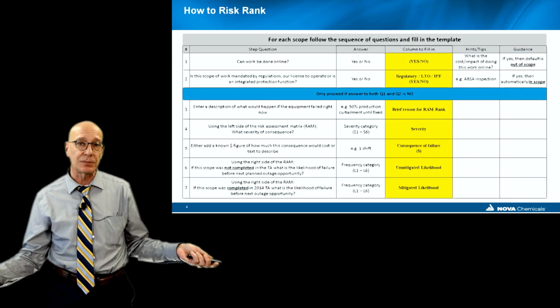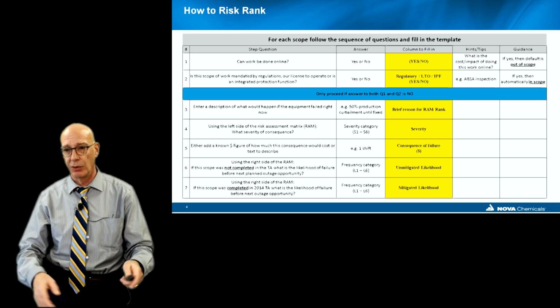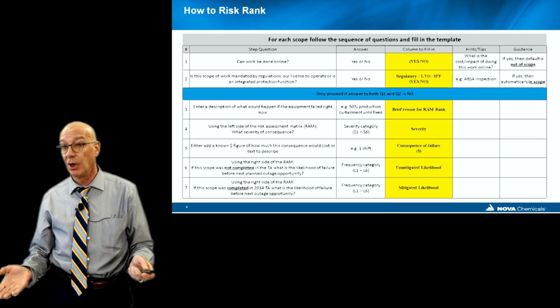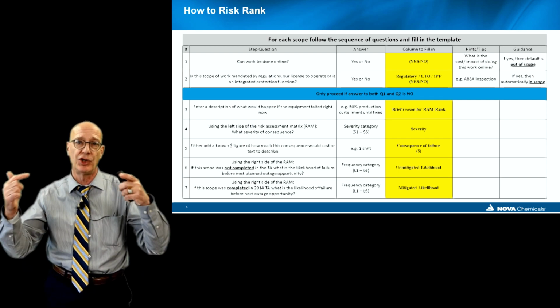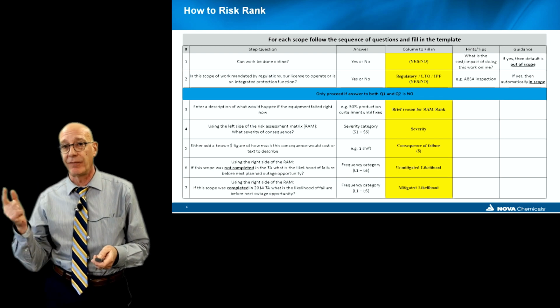So now, and this will make way more sense when I go through it with the tool, but this is just how simple a J-factor review is if you just look at it in steps. Can this work be done online? That's the very first question you're going to be asked.